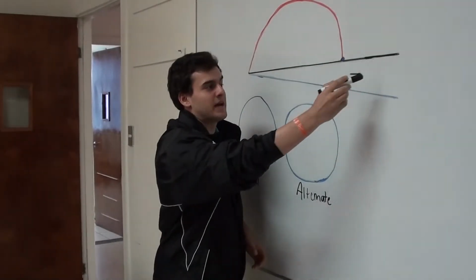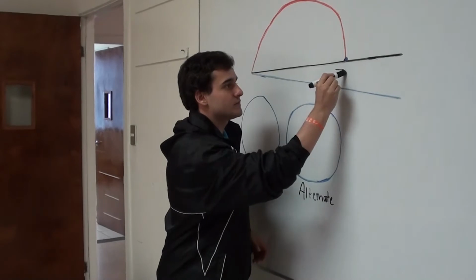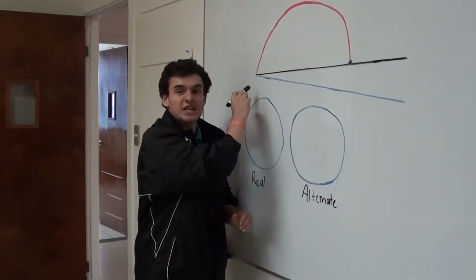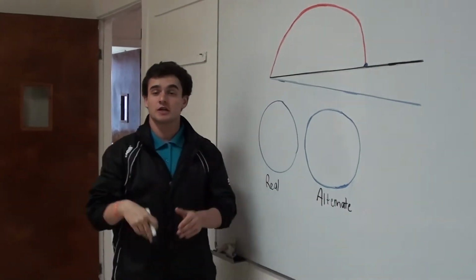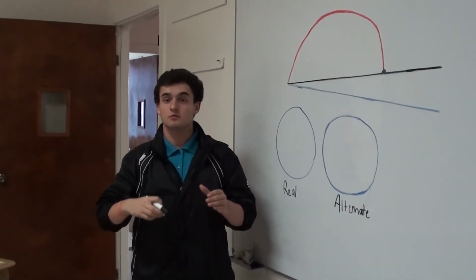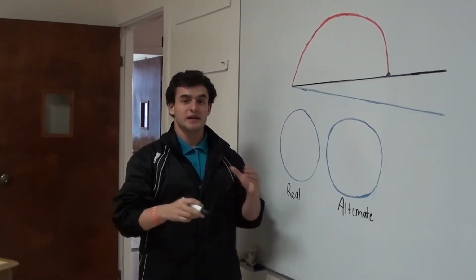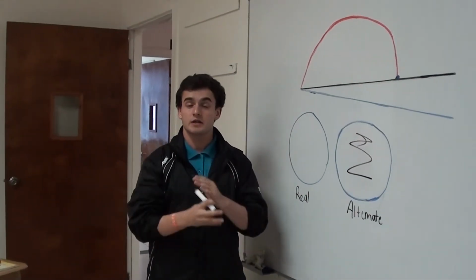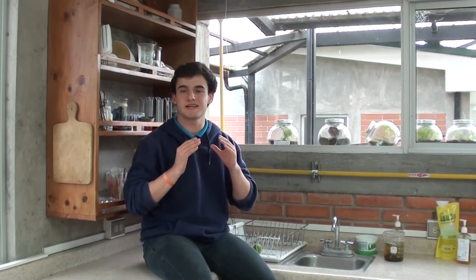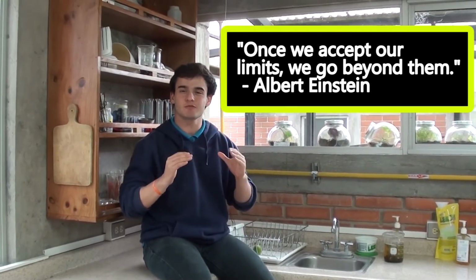Imagine this line is time, and as you overcome light speed, time stops and you are able to go back. But if you change any event, then an alternate reality will be created. Consider this alternate reality as a type of multi-universe in which it occupies the same place in space but vibrates at a different frequency. The realities cannot interact. Time travel is a complicated task, but once we accept our limits, we go beyond them.